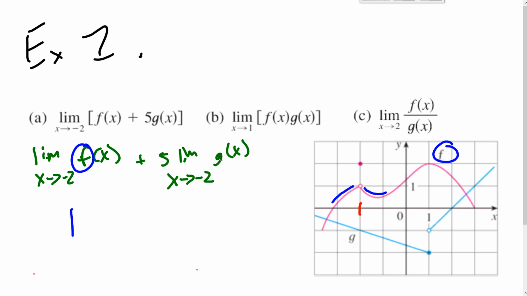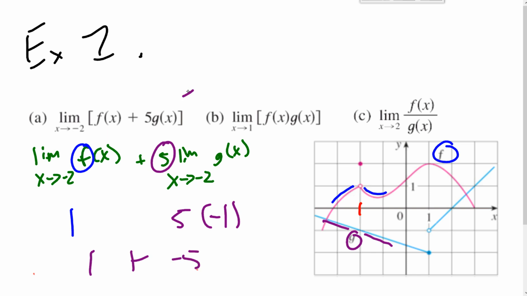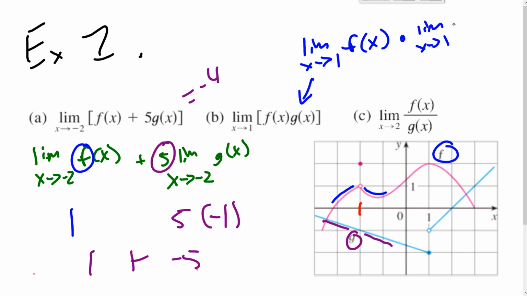And then this function, I'm looking at from the left and right of g, and that's approaching -1. Then I'm going to multiply that by 5. So I get 1 plus -5, which is -4. So this answer is -4. And then I do the same thing with the next one. This one is separated to the limit as x goes to 1 of f of x times g of x, because the limit of the product is the product of the two limits. They always go to the same x value. So I'm going to find g of x at 1.